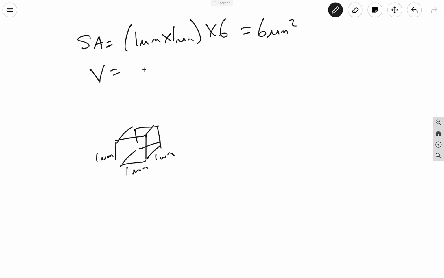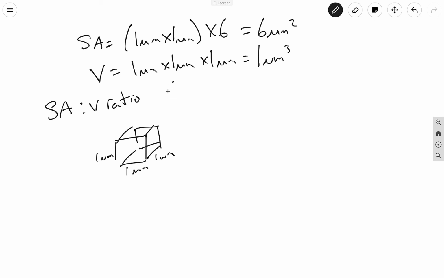The volume is the inside portion of the cell, which contains all of the organelles. This is 1 micrometer times 1 micrometer times 1 micrometer, which is equal to 1 micrometer cubed. Thus, the surface area to volume ratio for this cell is 6 to 1.